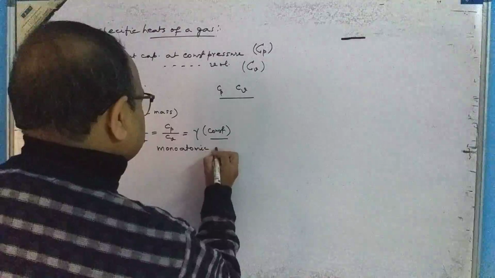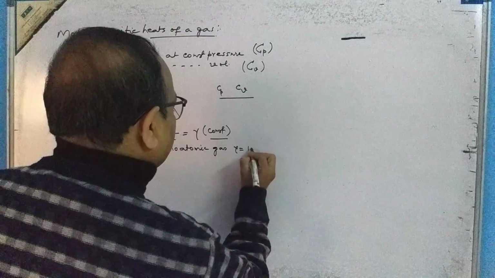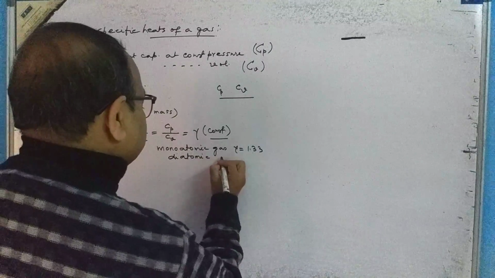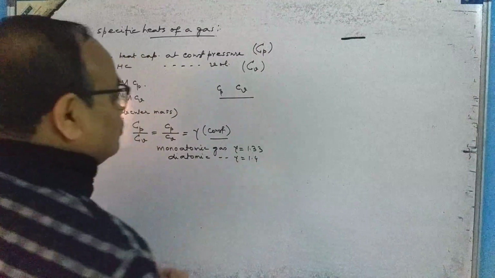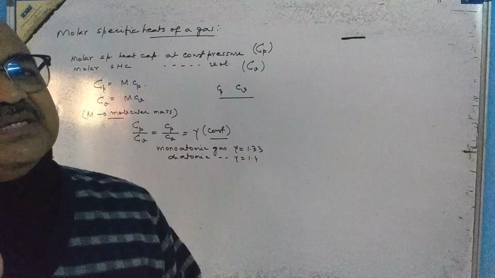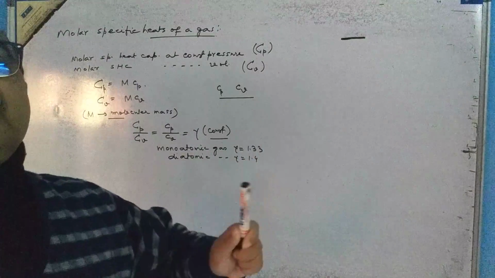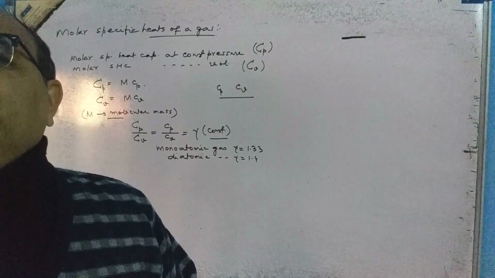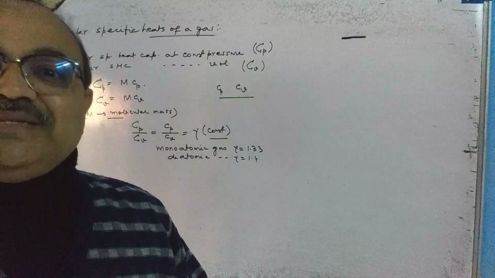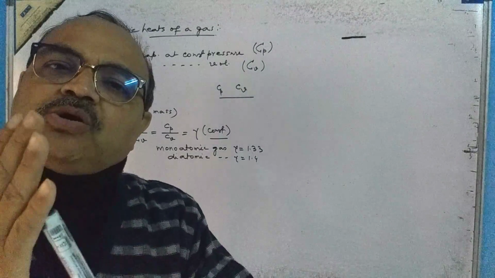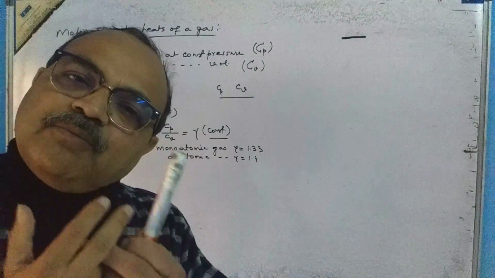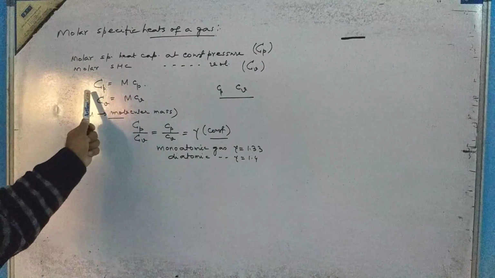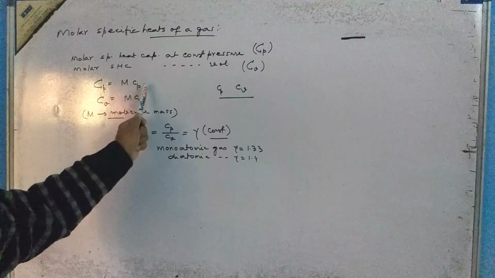Monoatomic gases have a gamma value of 1.33, but in case of a diatomic gas the gamma value is 1.4. I think you can very easily understand now that it is mainly depending upon the atomicity. It is not depending on the gas to gas, it is depending upon the atomicity. Hydrogen, oxygen, nitrogen are all diatomic, so their gamma will be the same. So this is the relation between the molar specific capacity and ordinary specific capacity.